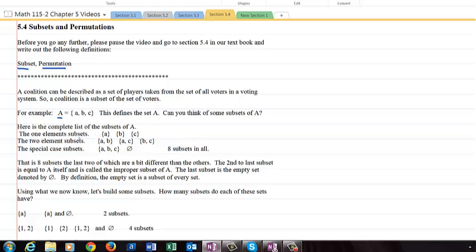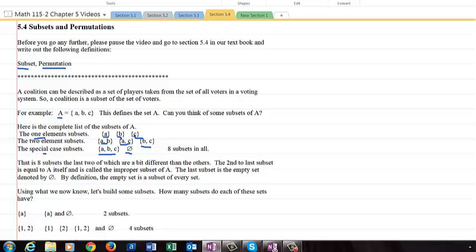Here's the complete list. The one-element subsets: the set little a, the set little b, the set little c. The two-element subsets: the set A and B, the set A and C, the set B and C. And then the special case subsets. A and B and C is one, and then the empty set is the other. That is 8 subsets in all, the last 2 of which are a bit different than the others.